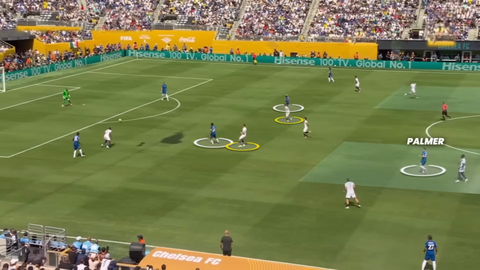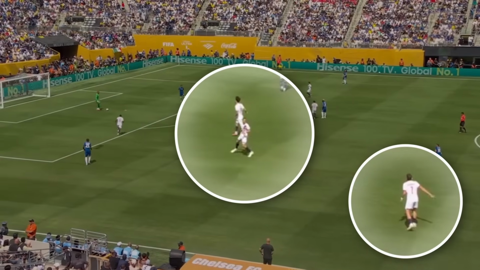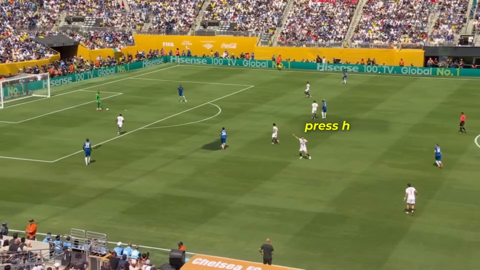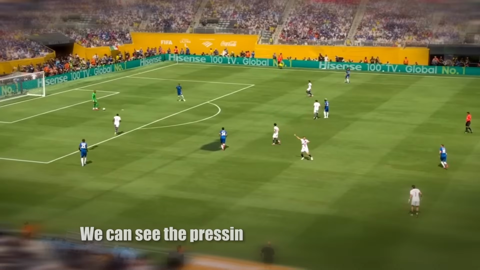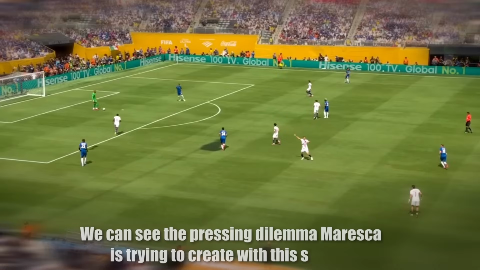Here Palmer is in the right half space and is marked by the left back. Meanwhile, Chelsea's right back is threatening to run in the flanks, and this forced the winger to track back. This has already created a confusion in PSG's press, as Ruiz is asking Kvaratskhelia to press high. We can see the pressing dilemma Maresca is trying to create with the system.